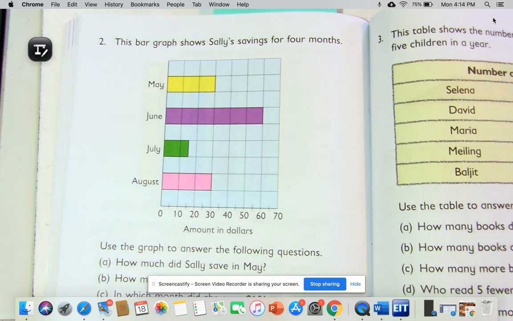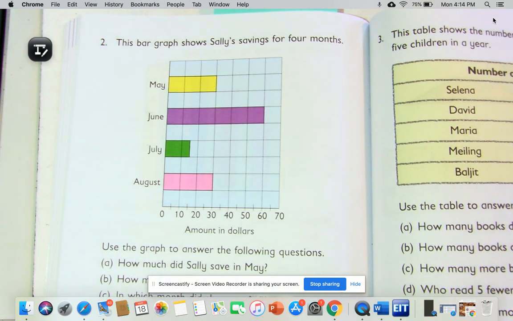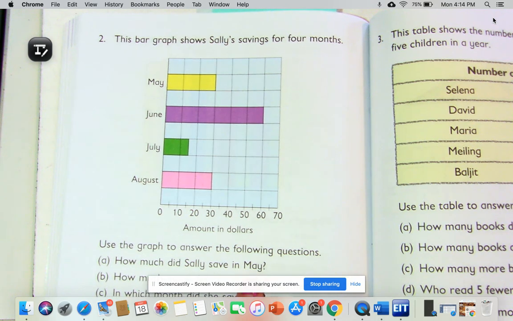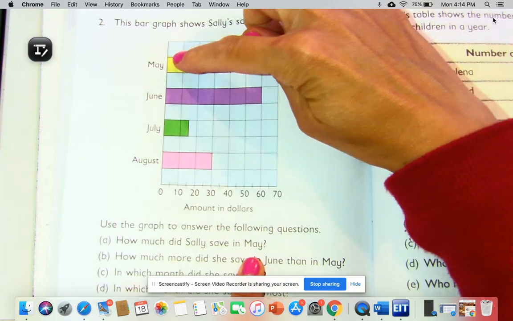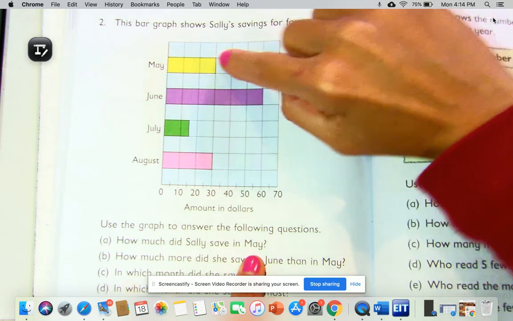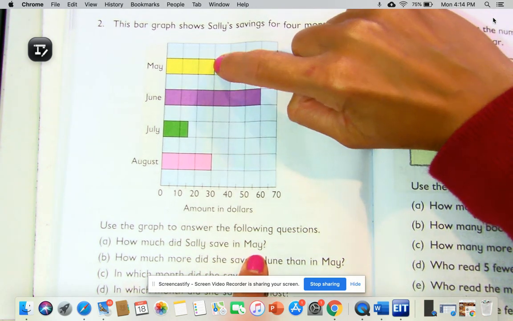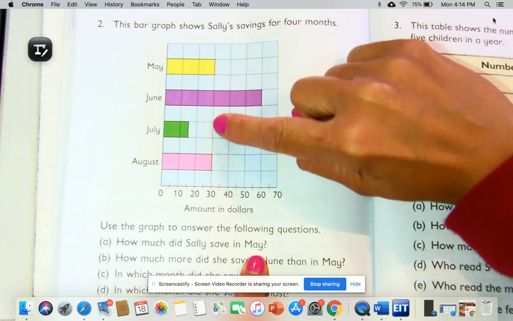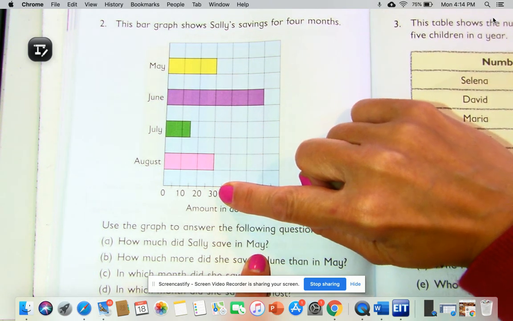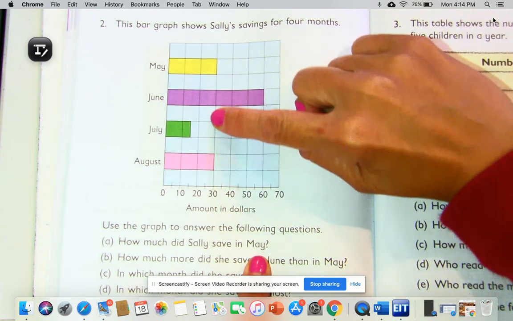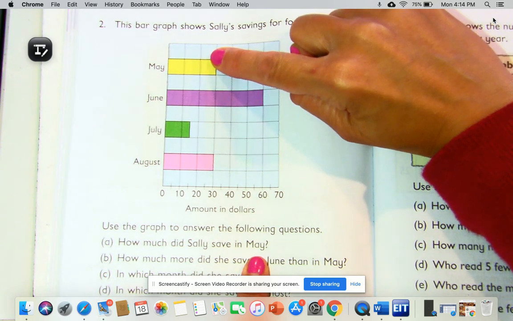All right, it says use the graph to answer the questions. How much did Sally save in May? So let's see, in May, we can see that she saved, let me see, I'm going to use my finger. I can see here's May, and then I'm going to trace it down with my finger to see. There, she saved $30 in May. So you can kind of use your finger to trace it.